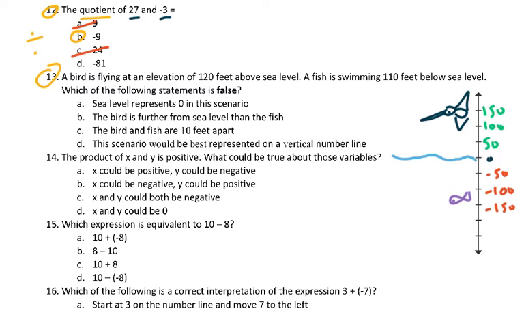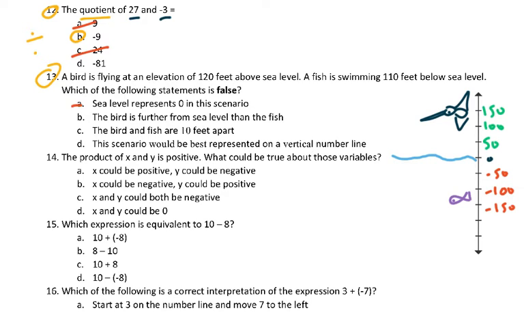Okay, so 13 is asking about a bird flying about at an elevation of 120 feet above sea level. So here's our bird. And then a fish is swimming 110 feet below sea level. There's our fish. Which of the following statements is false? So let's go through it. We'll mark out the ones that are true. A says sea level represents 0. Yeah, that would make sense.